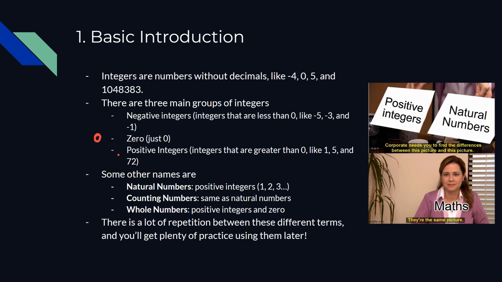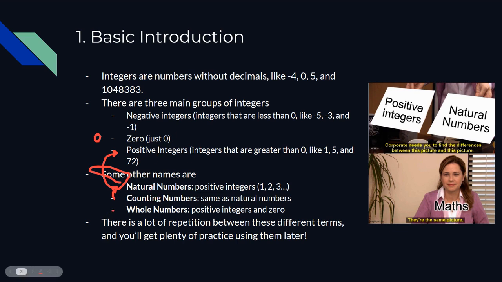Now, some other names that you might hear when you're talking about integers are natural numbers. Natural numbers are the exact same thing as positive integers. It's just another way of saying that. Counting numbers, they're the same as natural numbers as well. So basically, we've got positive integers, natural numbers, counting numbers. They're all the same thing.